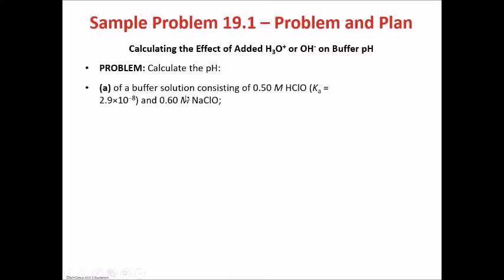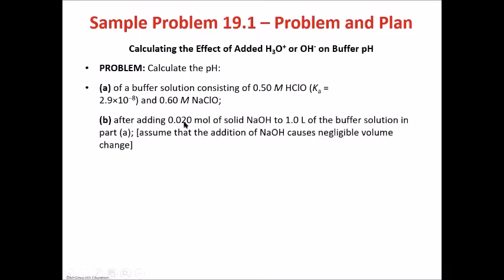Calculate the pH of a buffer solution consisting of 0.5 molar HClO and 0.6 molar NaClO, its salt. The weak acid is HClO, and ClO minus is the conjugate base. The Ka given for the acid is 2.9 times 10 to the negative 8. We calculate the pH after adding 0.02 mole of solid sodium hydroxide to 1 liter of the buffer solution in part A. Assume the addition of sodium hydroxide causes negligible volume change.